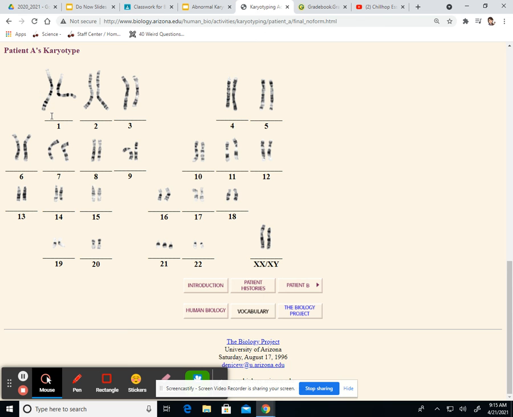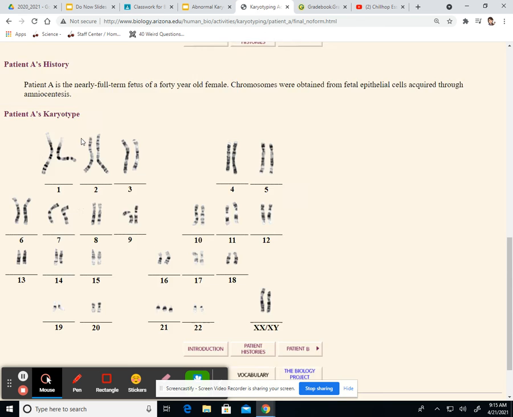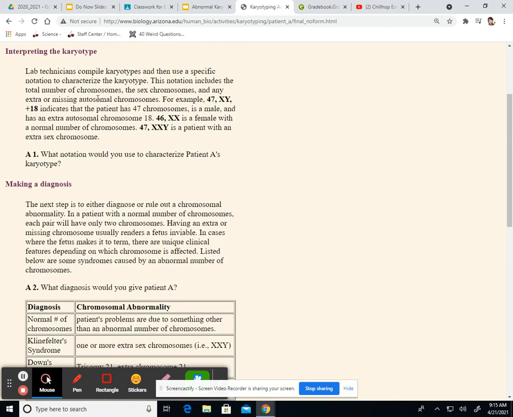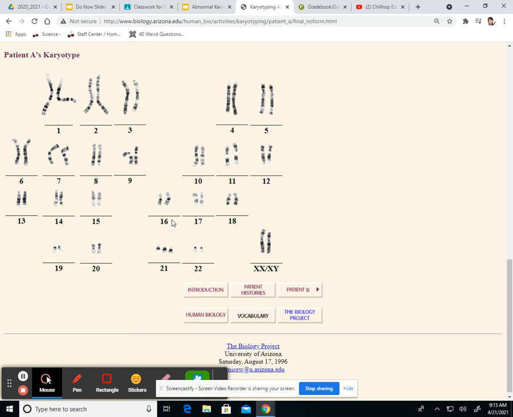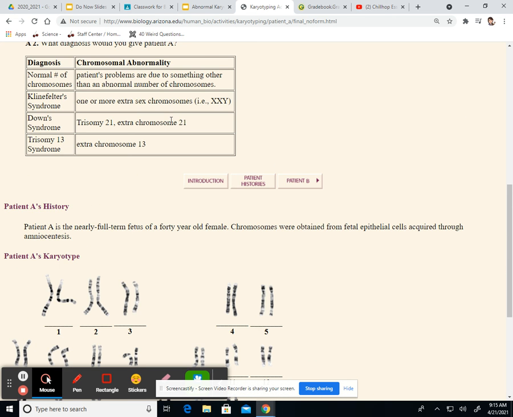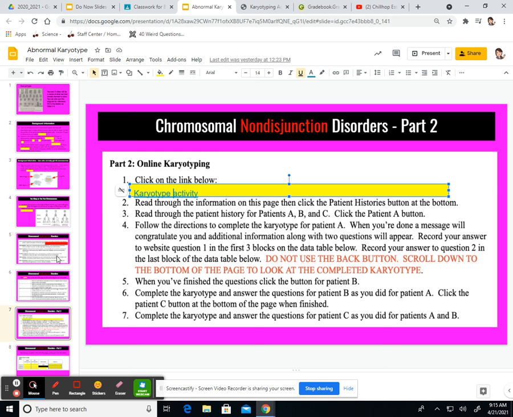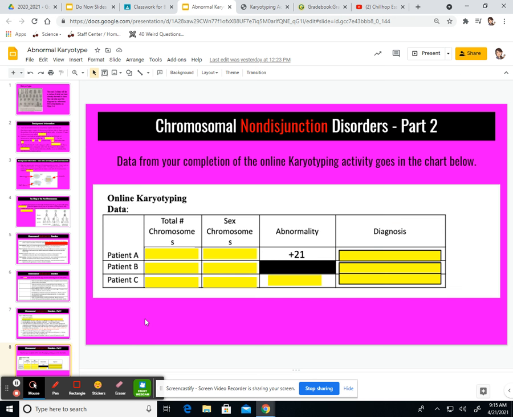You'll have to redo matching up all those homologous pairs again. So make sure that you scroll all the way down to the bottom if you want to look at the karyotype and see where you had an extra or not enough chromosomes. Don't hit the back button. If you do, you'll just have to redo the matching up to move on. So I'm going to go ahead and click over onto our slides here.